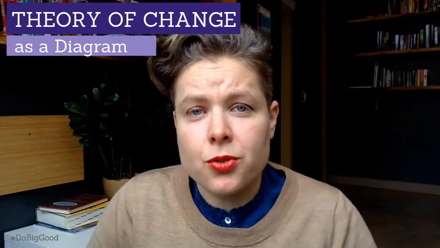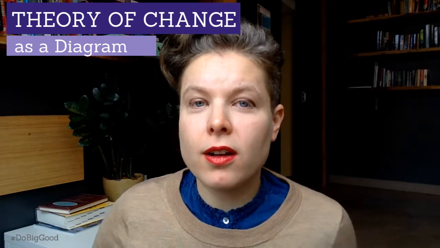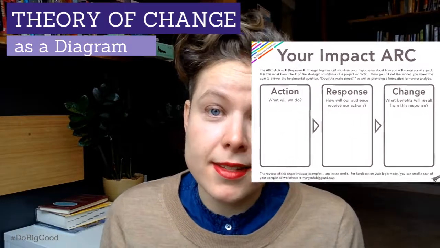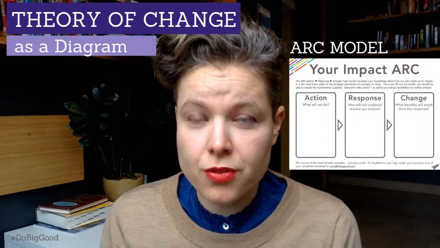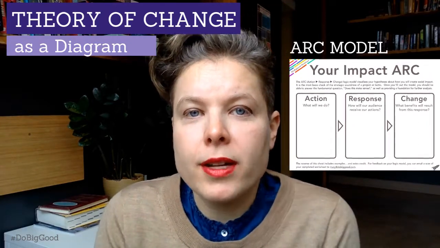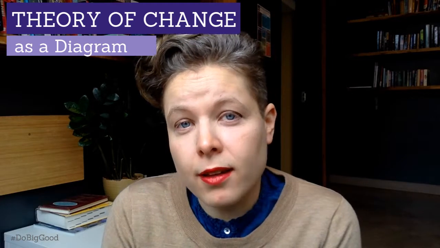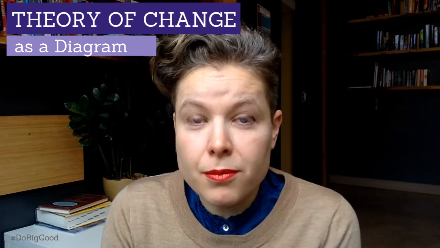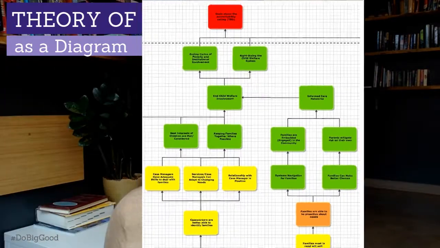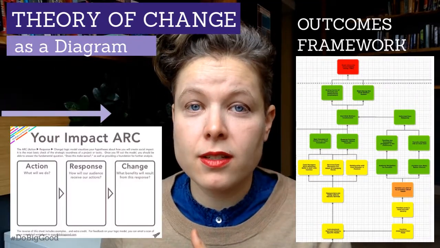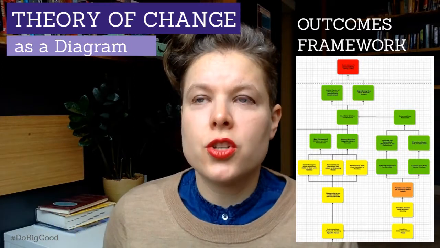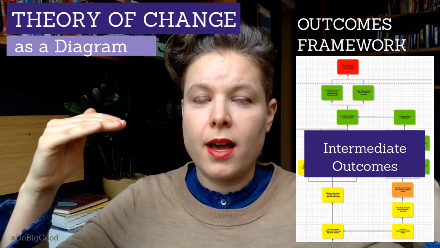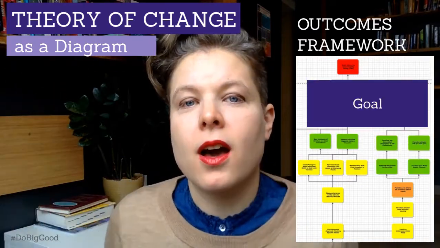There are many ways to visualize theory of change. The ARC logic model that I presented in a video last month is an example of one very simple theory of change visualization. Going back to the more formal methodology of theory of change, there is something called an outcomes framework, and instead of being visualized horizontally, it's visualized vertically. So at the bottom you have the earliest preconditions, and then you build up through outcomes. So you get to the top, which is your goal.